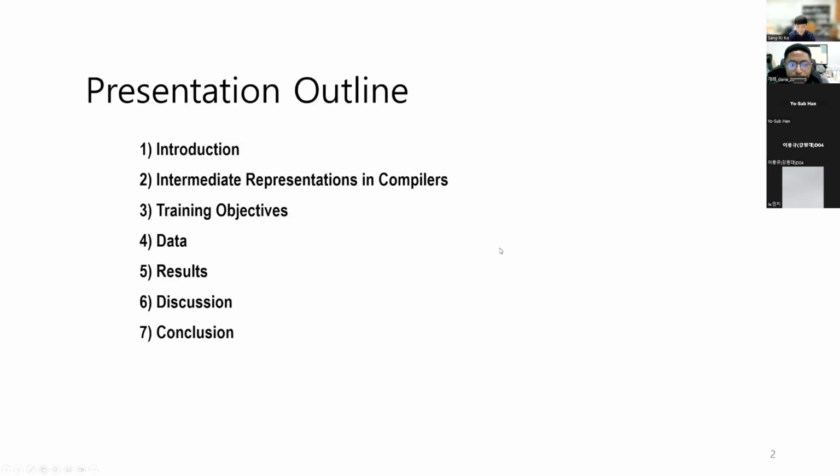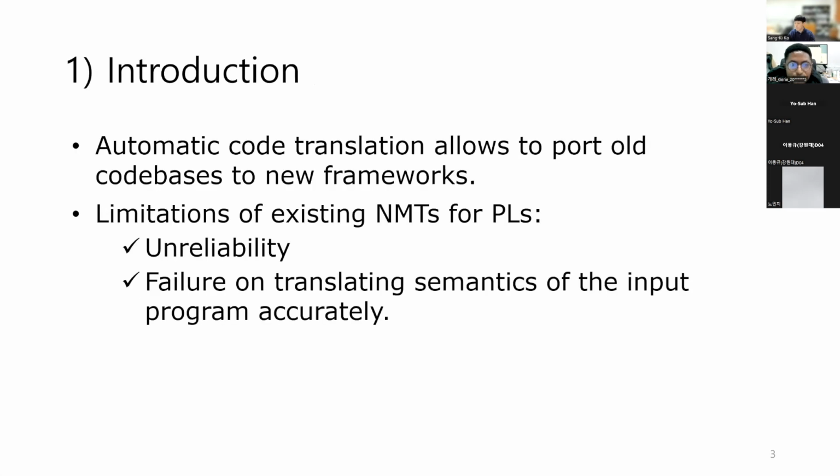My presentation outline looks like this. We see the introduction in the first section. I will introduce automatic code translation and related issues. Next, I will discuss the intermediate representation in compilers. Then I will show you the objectives of this paper, then the data compositions, and then the results of the experiment. I will discuss them. Finally, I will conclude my presentation.